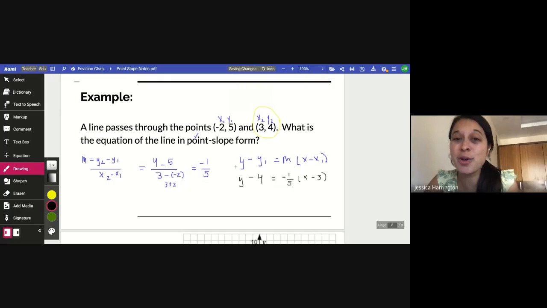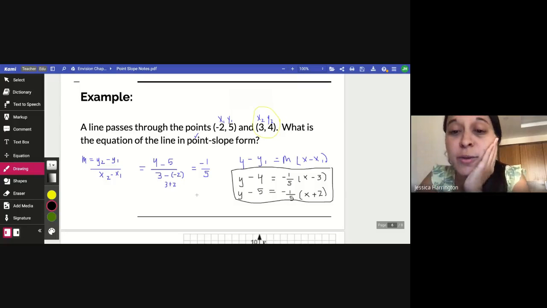But I could have also used this other point if I wanted to. If I had chosen that point, my equation would be y. Now y1 is 5, so y minus 5. The slope is still negative 1/5. And then it would be x minus negative 2. x minus negative 2 becomes x plus 2. So both of these answers are correct here. If you had chosen to use any point, your answer would be correct.